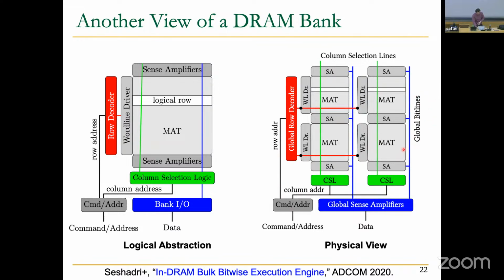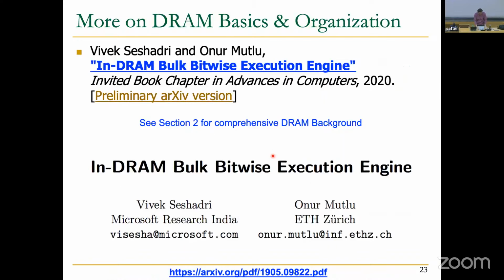The other reason you have mats is that you have shorter word lines. Word lines go in this direction, you can see, and these have become shorter with this organization now. So again, you shrink your array, you get faster access. Okay.